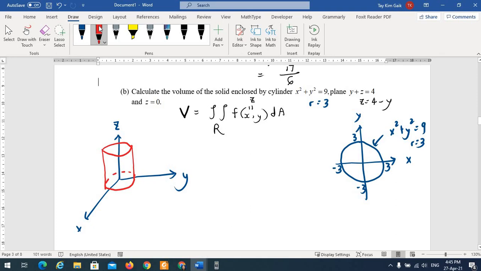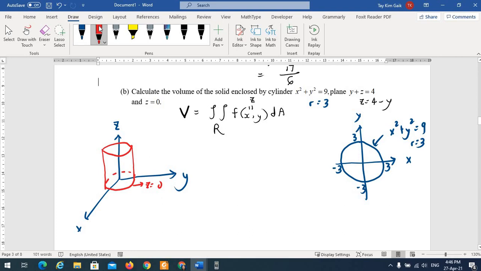Now the lower surface is bounded by the xy plane, which is z equal 0, flat. Imagine your water tumbler flat, and the bottom is at z equal 0. The top of the tumbler is of course flat, and if flat it would be z equal to a constant. But here the upper surface of the cylinder is bounded by another plane, y plus z equal 4.